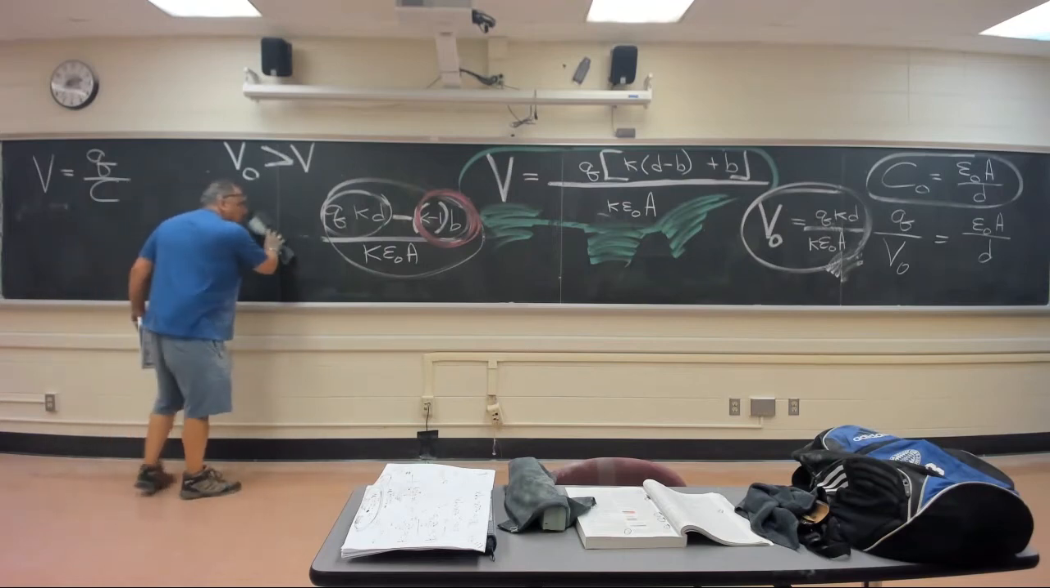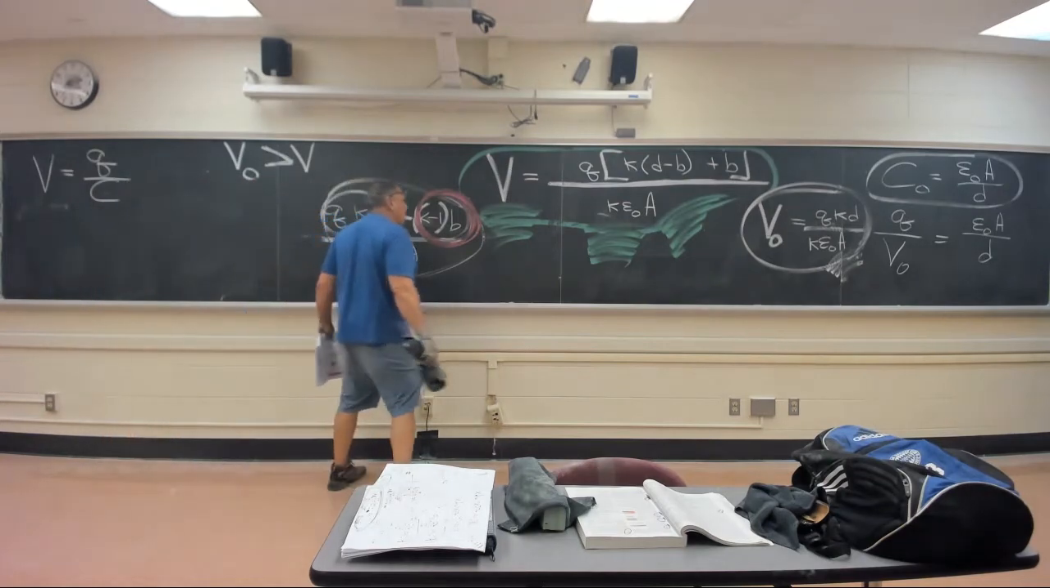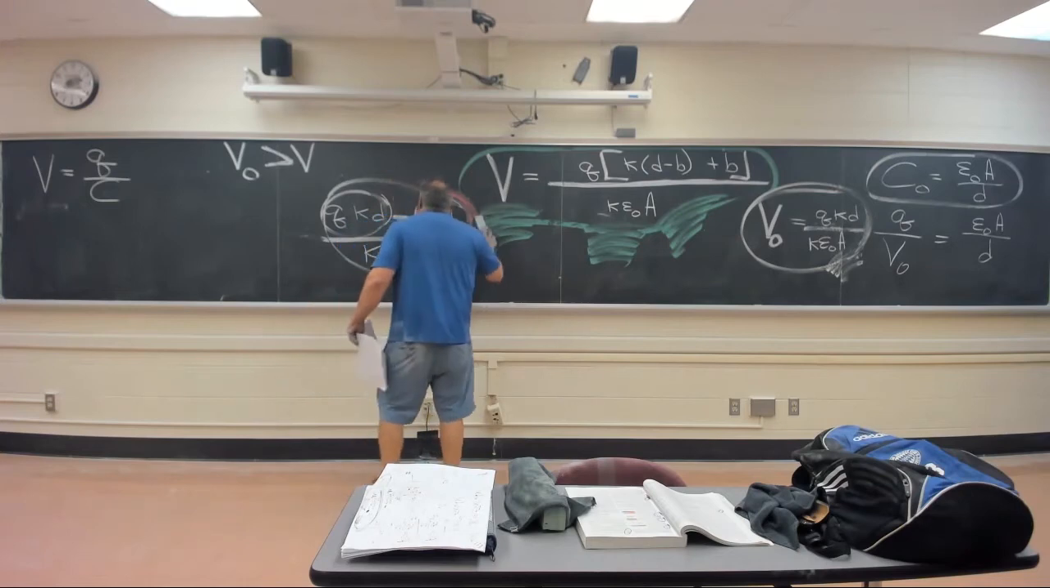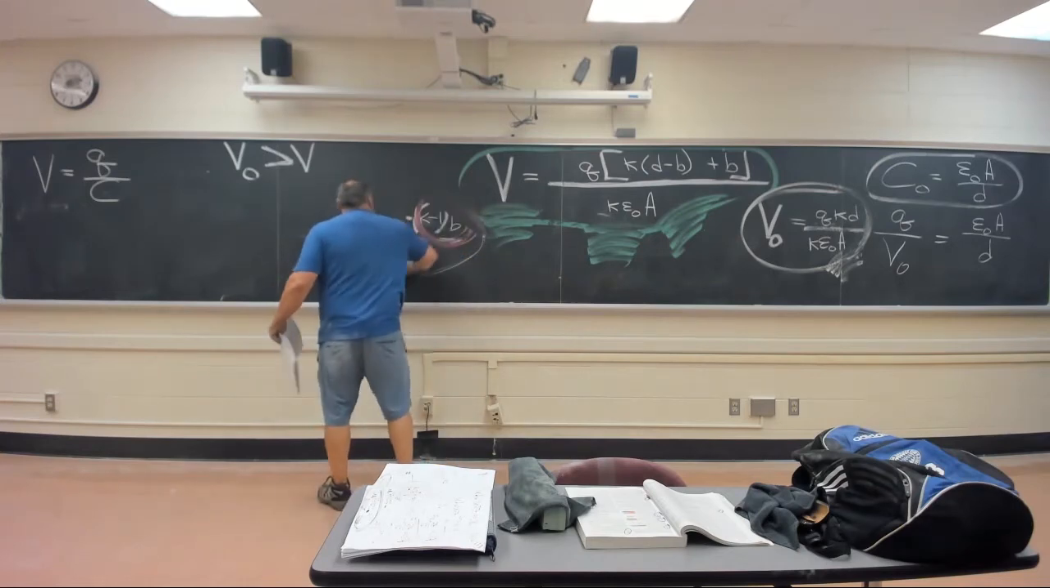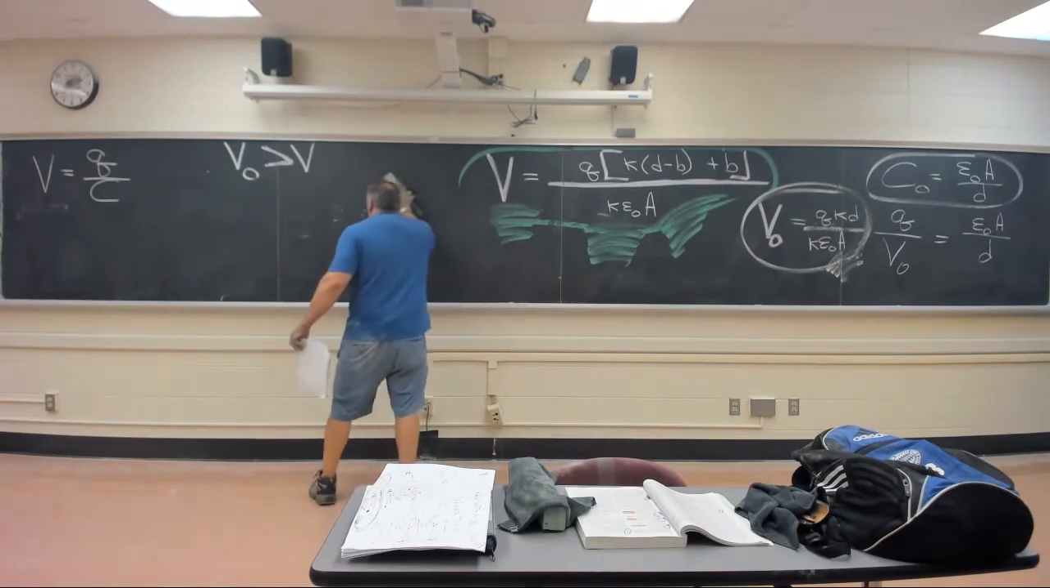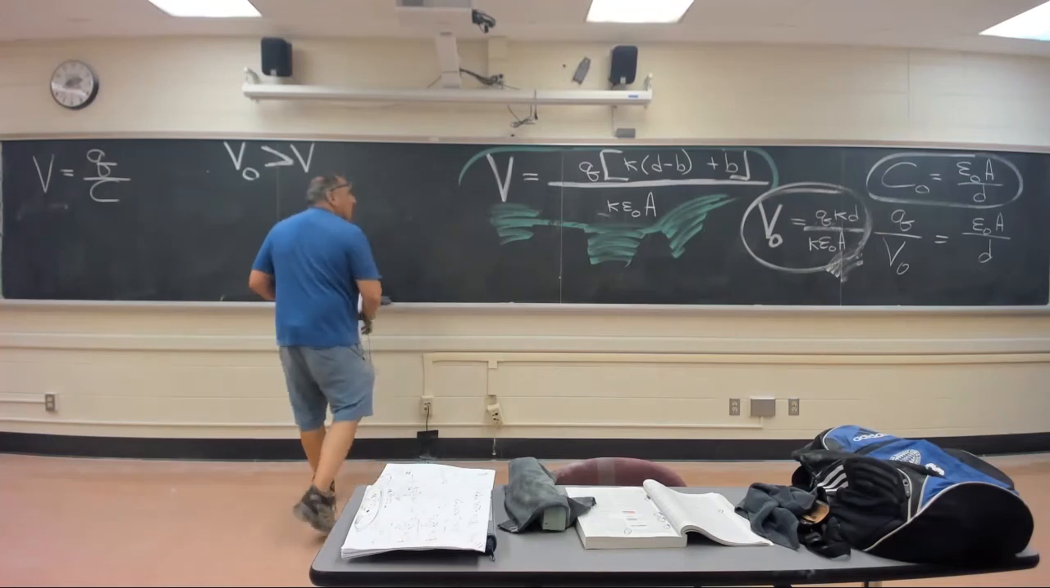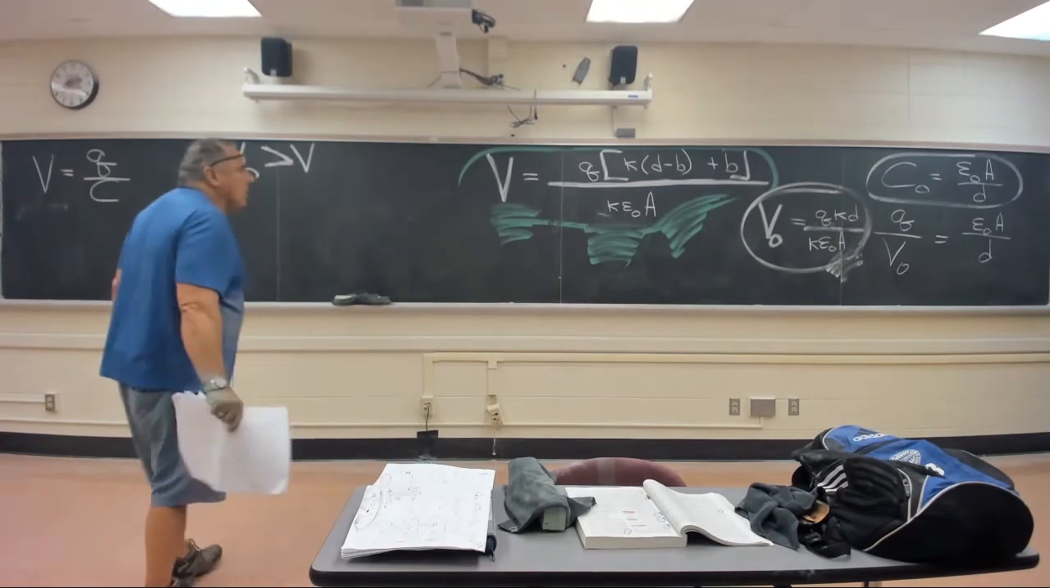What does that mean? There's a potential drop. Things tend to like a potential drop. They tend to go to lower potential. They tend to want to see it like this. What does that mean?